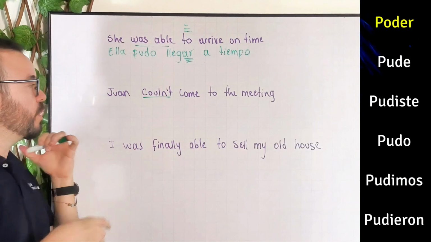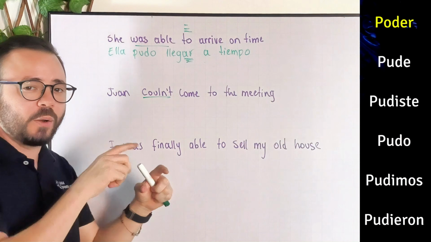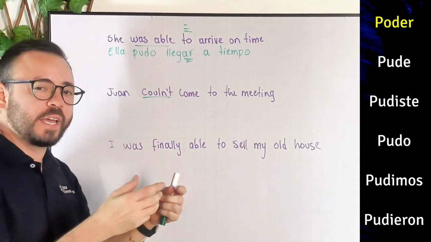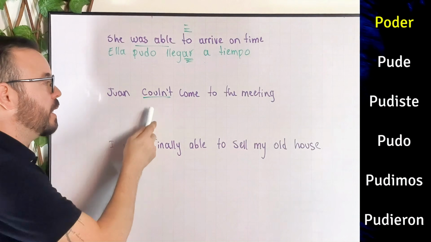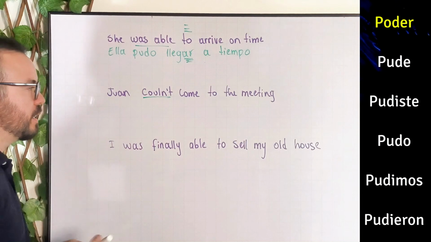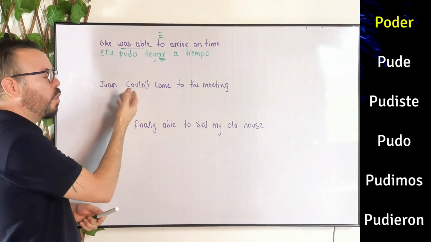If you guys remember, we were saying that to be able, or poder, will have two different translations to English, right? Was able, and also we would say couldn't if we're speaking in the negative form. Since this is negative form, then couldn't would be just poder in past tense. That's it. So how do we say that? How do we say Juan couldn't?